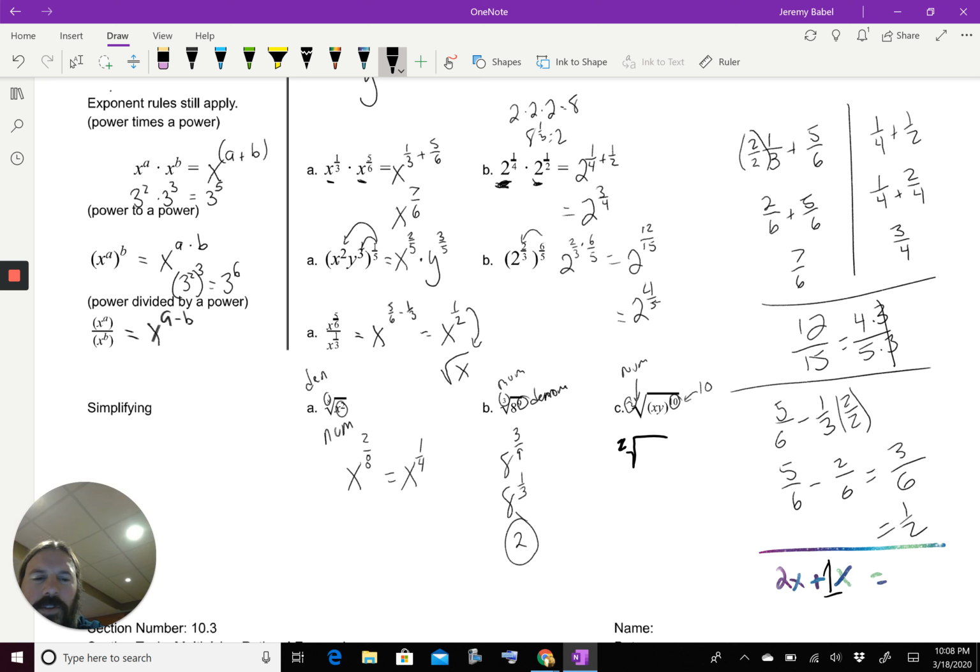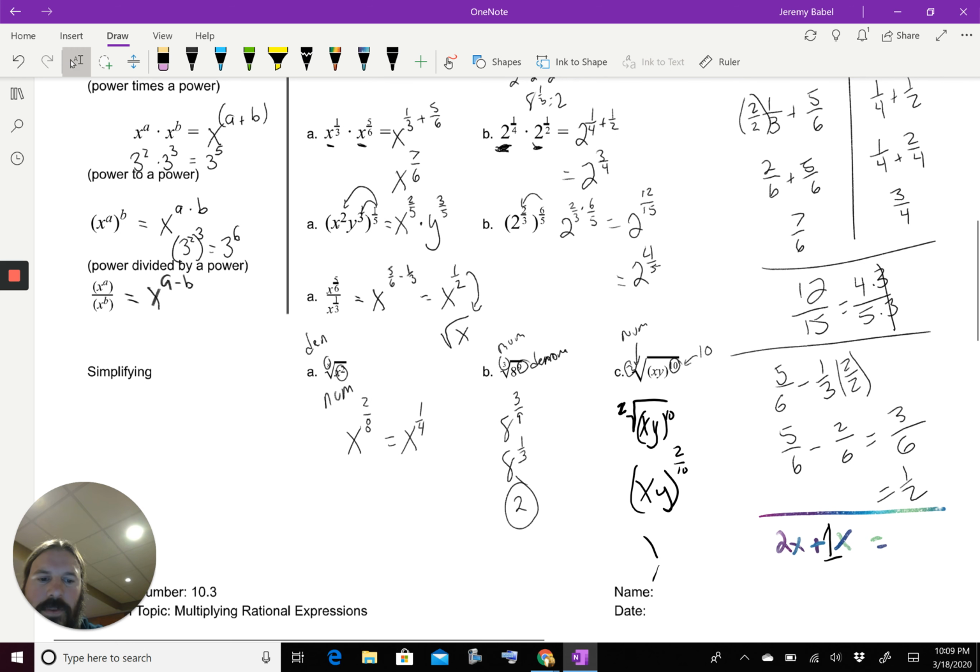All right, so our numerator is 2, denominator is 10, and so that's the 10th root of xy. So we'll write it as xy to the 2/10. Well, 2/10 is the same as 1/5. So xy to the 1/5. All right, and that will be section 10.2.